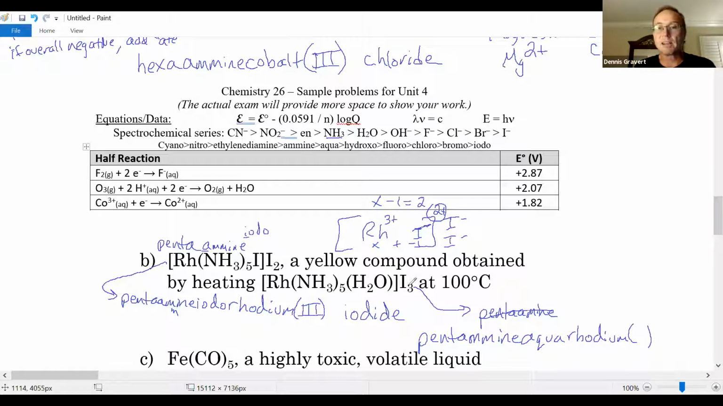Iodide is negative, but now it's a -3. Water doesn't have charge, ammonia doesn't have charge. The whole complex has a net +3 to balance the 3 negative iodides outside. So rhodium must be +3. Yep. And then outside, got the iodide, no di, tri, or tetra. Doesn't matter, it's outside the complex. Nice.